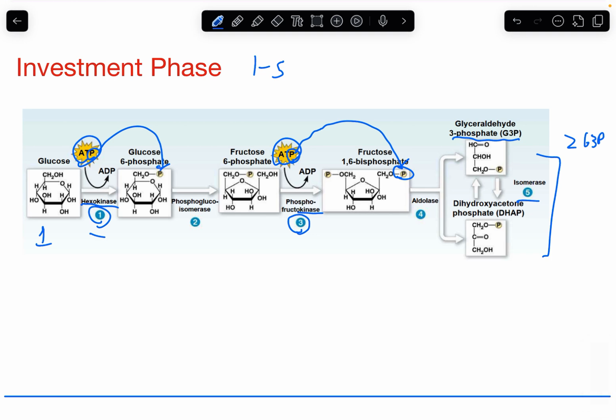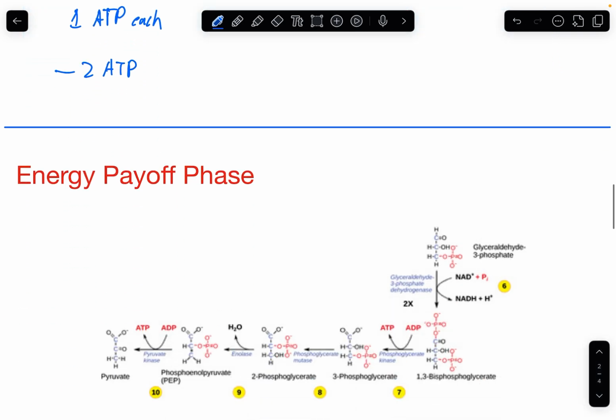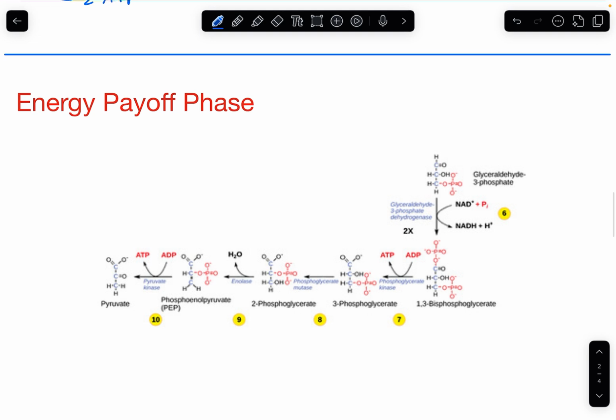Those two processes, step 1 and step 3, use 1 ATP each. So there's a net loss of 2 ATP in the investment phase. It's going on to the energy payoff phase. It's steps 6 through 10. And an important thing to highlight here is that everything is times 2, because we have 2 G3P molecules to start the payoff phase.